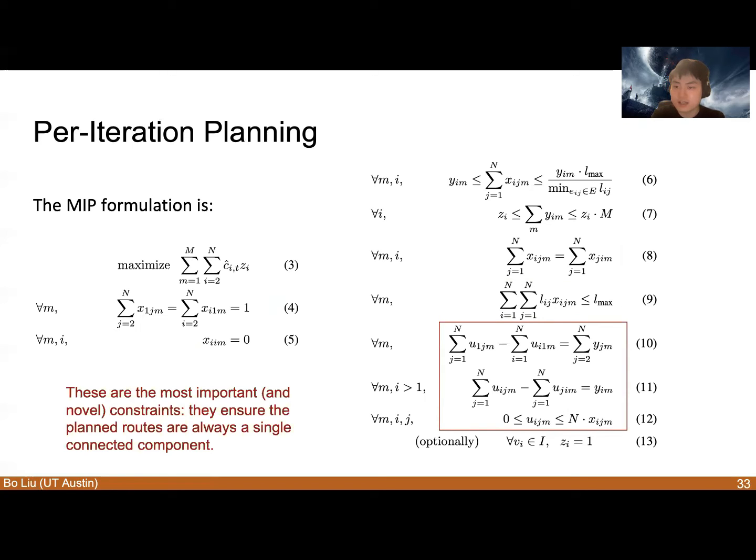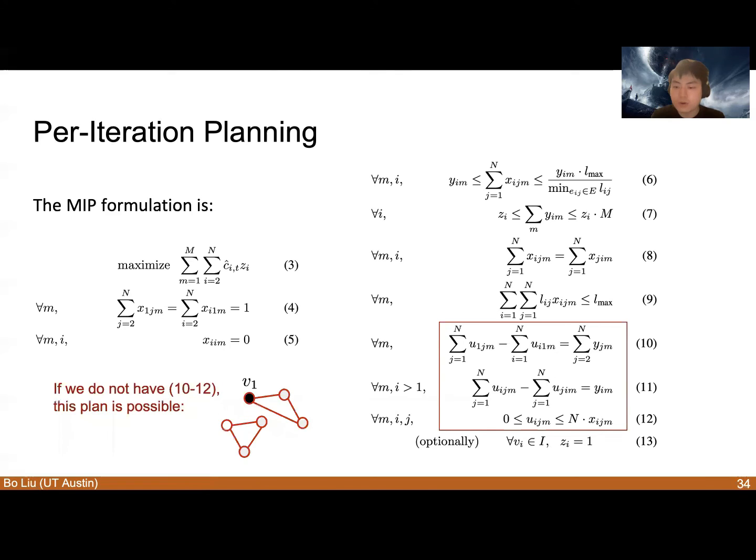And most importantly, constraints 10 to 12, which are novel, ensure the planned routes are always a single connected component. In other words, without constraints 10 to 12, the following plan for a single vehicle is possible. Basically, the algorithm can find two disconnected components, which a single vehicle definitely cannot achieve.